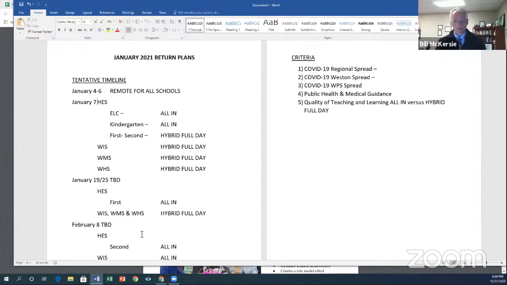Criteria. This is such a moving target. They're not specifics here, but we'd be looking at, first, if you can see what I'm highlighting, COVID-19 regional spread, that's Fairfield County. COVID-19 Weston, that's the town of Weston spread. The within district spread, number 3, is very, very important and could be what's most important to how we proceed. Public health and medical guidance gets folded within those first 3, but that's not just what Mark Cooper and Laura Marks are telling us, but a range of experts.